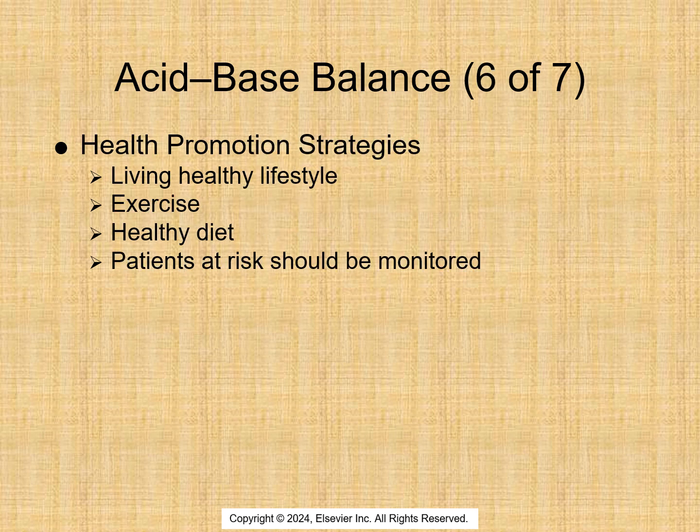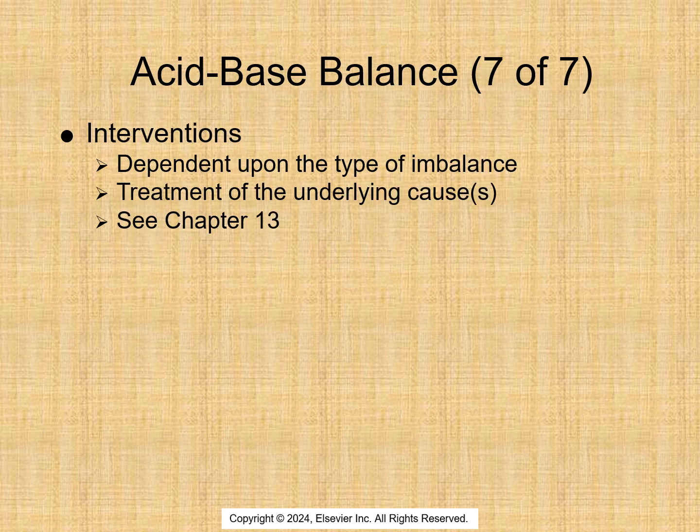These health promotion strategies pretty much apply to every patient population. We're going to dive deep into the interventions and the treatments in Chapter 13, which is the fluid and electrolyte chapter. And ultimately, we're going to treat the underlying cause. For example, if somebody is acidotic for a respiratory reason, they're huffing and puffing, then we're probably going to address the respiratory issues to maximize gas exchange and help the patients get rid of their CO2 and bring that pH back down to the normal range.